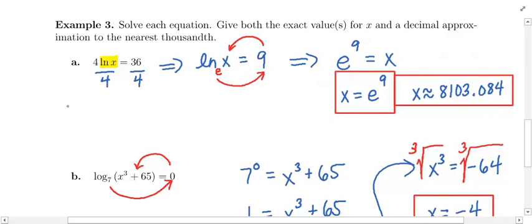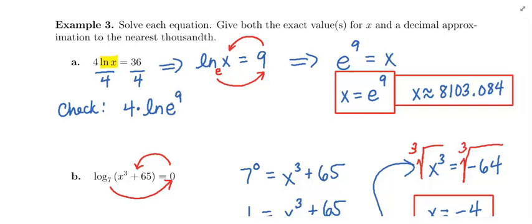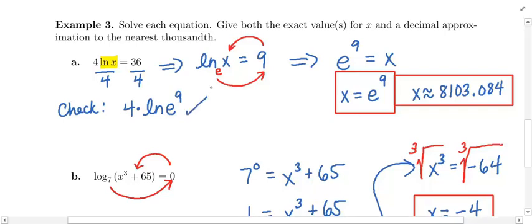Let me go back up here and check for part A. We got a solution of e to the 9th. I'm just going to plug it into the logarithm piece to make sure I don't get an error. So I'm going to have 4 times the natural log of e to the 9th. You're taking the logarithm of e to the 9th. That is a positive quantity, so we're not going to encounter any error. So this is good. E to the 9th is a valid solution.